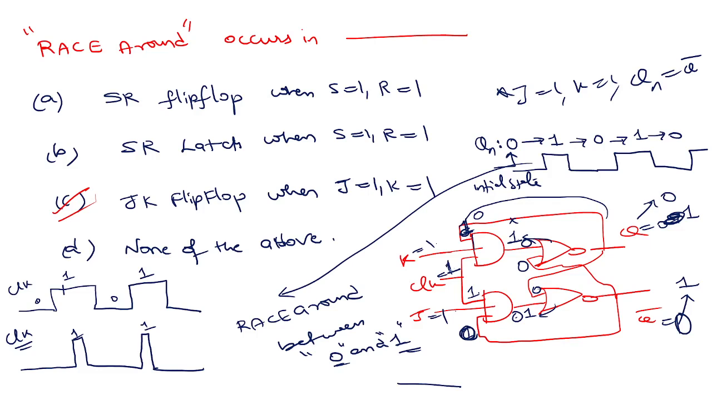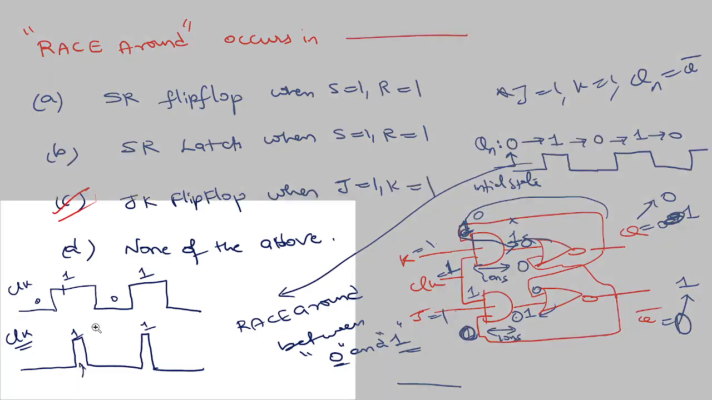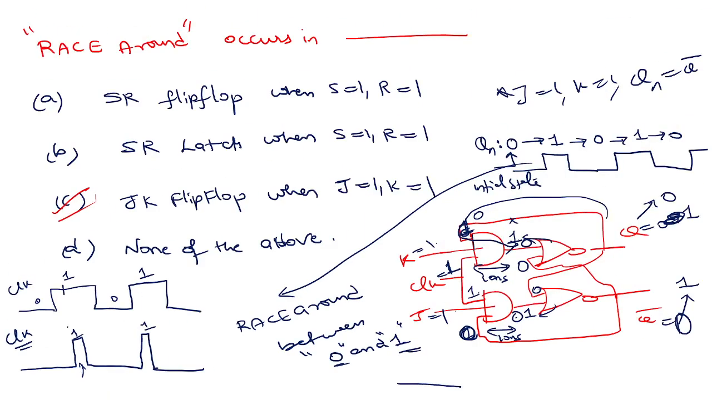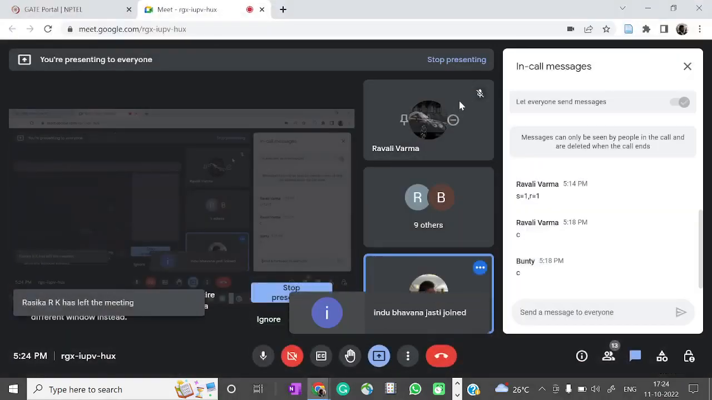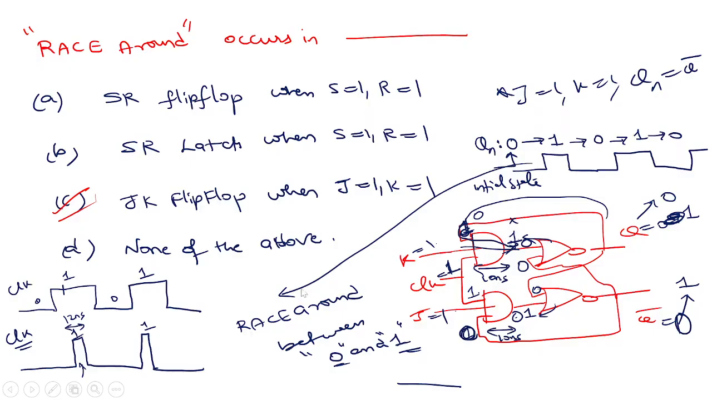So how much is required? Just enough for this data to process. That's all. Let's say there is around 10 nanoseconds delay. You keep the clock at 1 for maybe 12 nanoseconds, just for the data to enter and process. So you give sufficient time for clock equal to 1, then you make it 0. So what happens is, the moment it reaches back, this clock is already 0. Because this is 0, these two inputs are 0. 0, 0 means whatever is there already will be repeated, right? That's all that happens. So this is how one can handle the race around condition in JK.